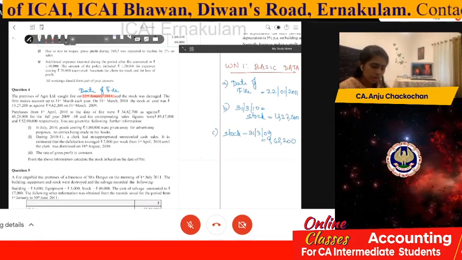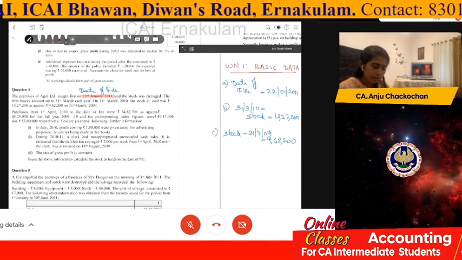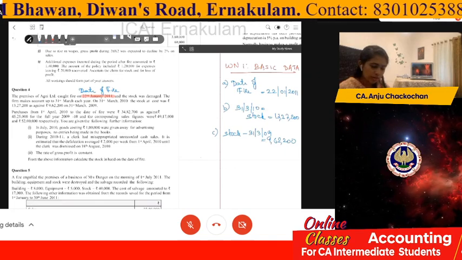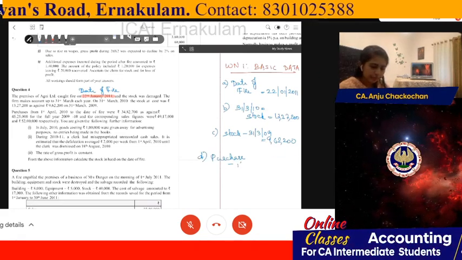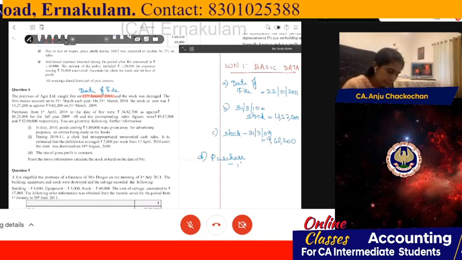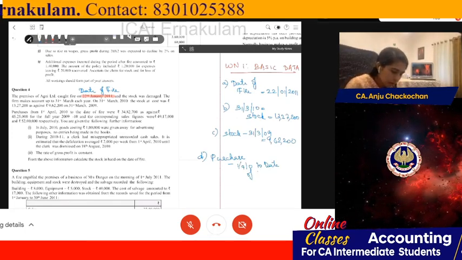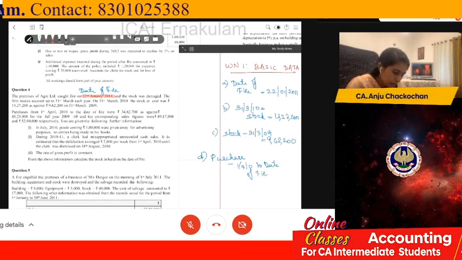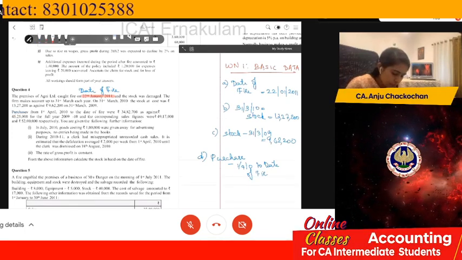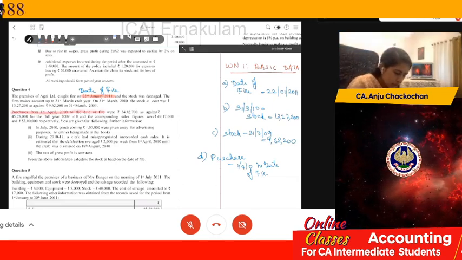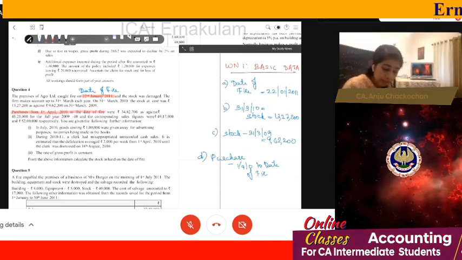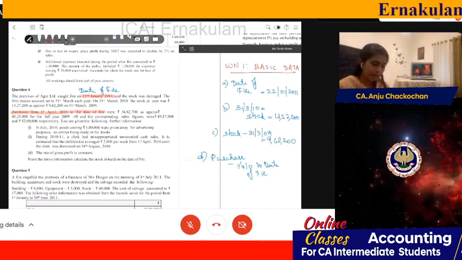Purchases. 1st April 2010 to date of fire. Purchases from 1st April to date of fire is 34,82,700.